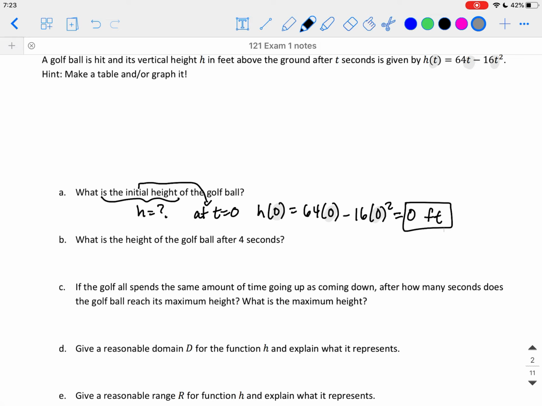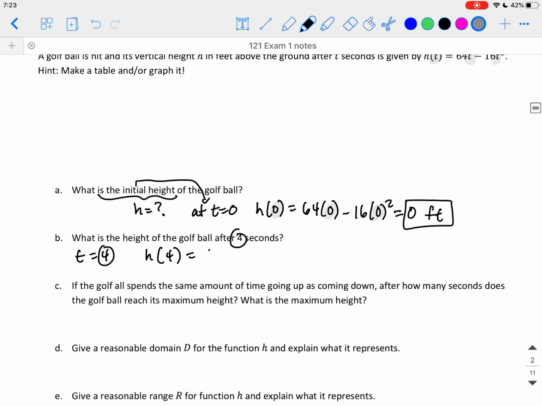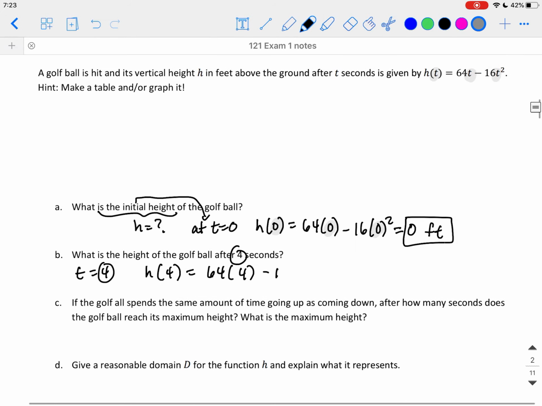What is the height of the golf ball after 4 seconds? So after 4 seconds means that our t is equal to 4. And wherever I see a t, I'm going to put 4. So h of 4 is going to give me the height of the golf ball after 4 seconds. So 64 times 4 minus 16 times 4 squared. And you do that in your calculator, and you're going to get 0 as well. So 0 feet.